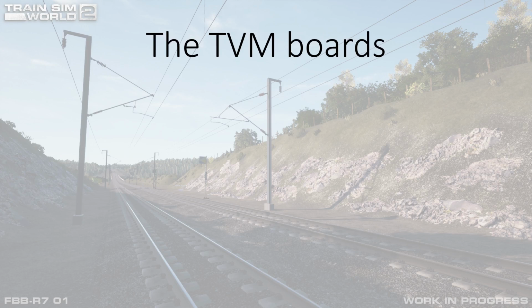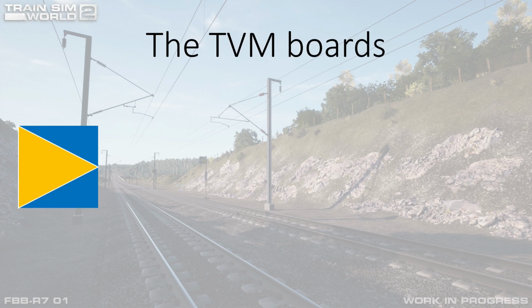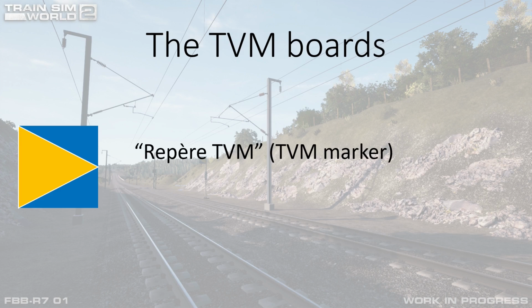So now let's talk about the boards. They are the main trackside marker that you will have to use when driving under the TVM. This is the classic TVM board that you will see on the high-speed line from Marseille to Avignon and on the southeastern high-speed between Ebbsfleet and London St Pancras International. This board is called a repère TVM in French, or TVM marker.